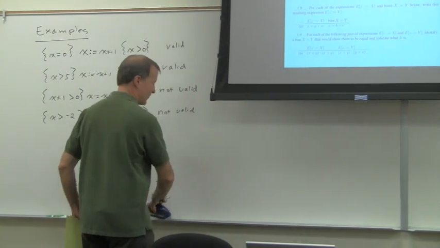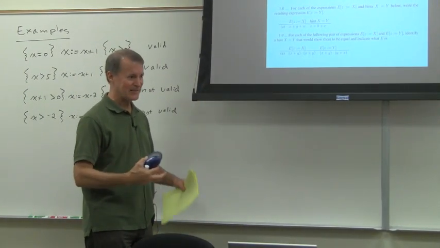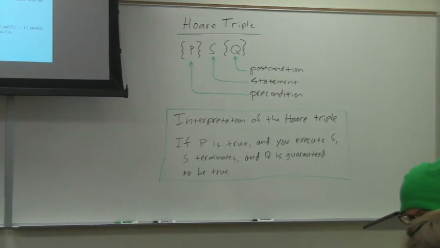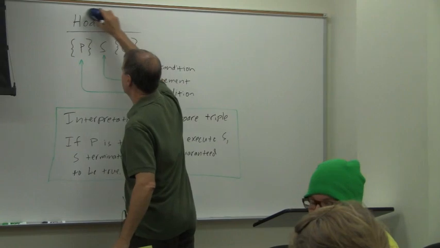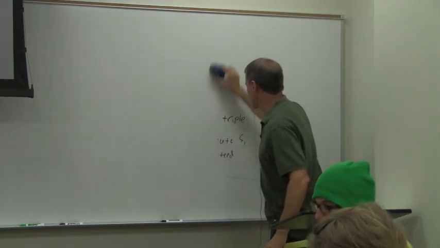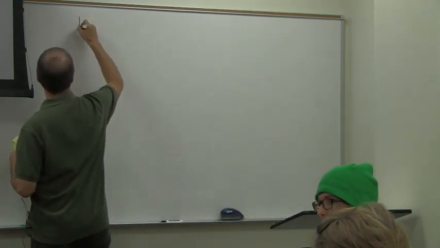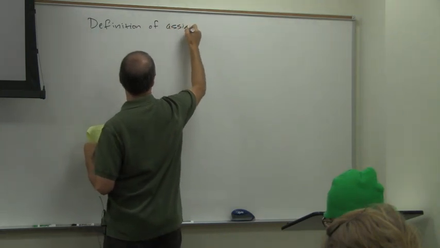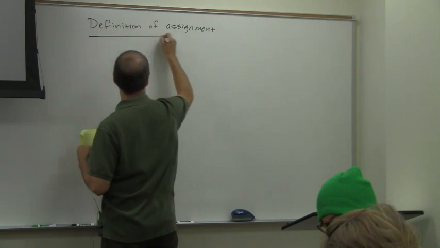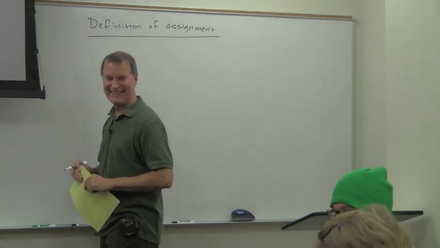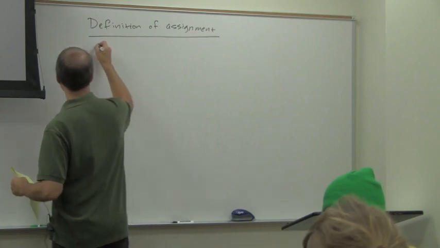Okay, so now we learned the assignment statement. We learned the definition of a Hoare triple, and we have some examples here of the Hoare triple, and now guess what we're going to do? We're going to combine the Hoare triple with the assignment statement, and we're going to wind up with the definition of assignment. And here it is. Are you ready for this? Okay, check this out, sports fans.